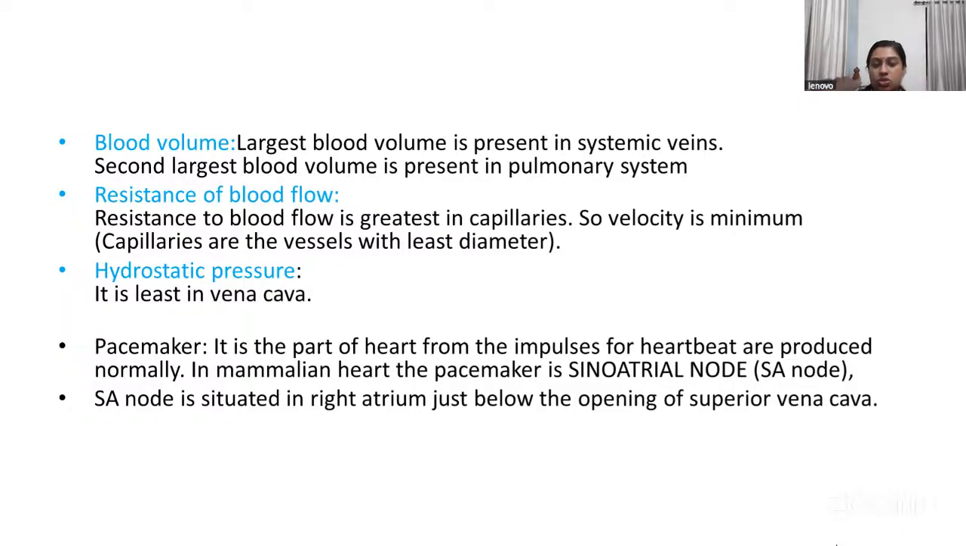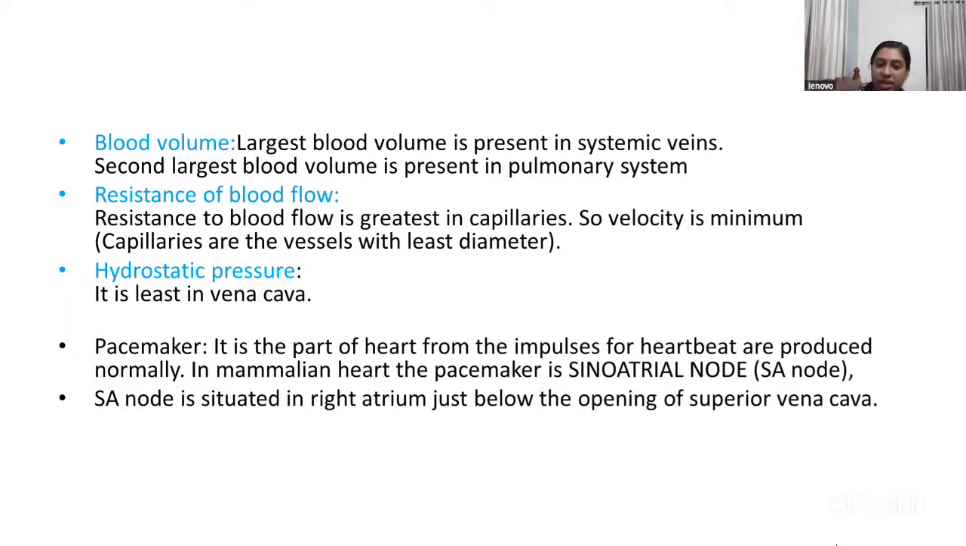Next is resistance to blood flow. Resistance to blood flow is greatest in the capillaries. Why? Because capillaries have the least diameter. When a single capillary is taken, it has the least diameter and hence the resistance to blood flow is more. Logically, when we think, the vessels having larger cross-sectional area have the least resistance to blood flow, since there is more space for the blood to flow. Next is hydrostatic pressure. It is usually least in the vena cava.